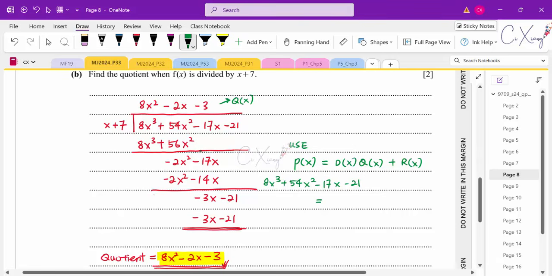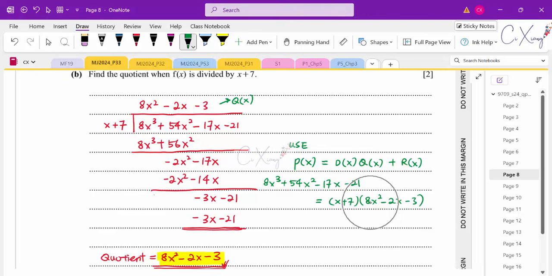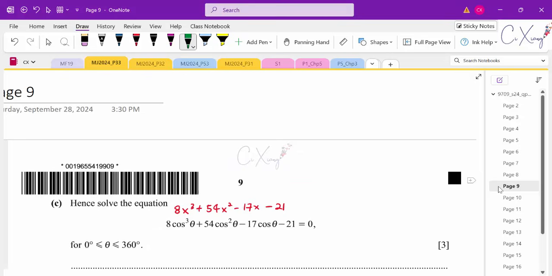Okay, a polynomial can be written as divisor multiplied with quotient. So x plus 7 multiplied with the quotient. And there's no remainder, right? So the remainder is 0. So this polynomial can be written as this whole part here. So I want to do it in my part C. Okay, so I take the factor multiplied with the quotient that I get. Okay, so continue from here.